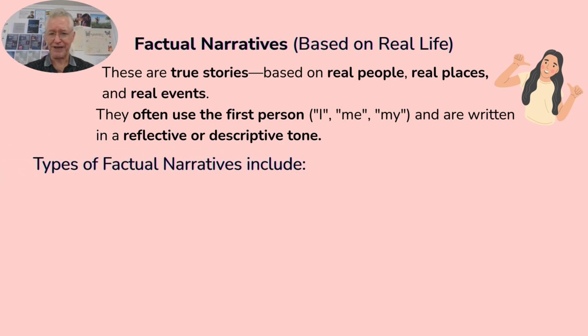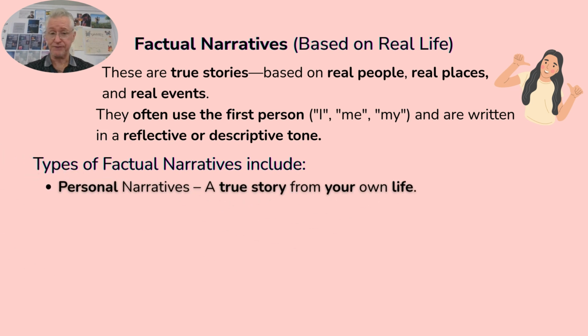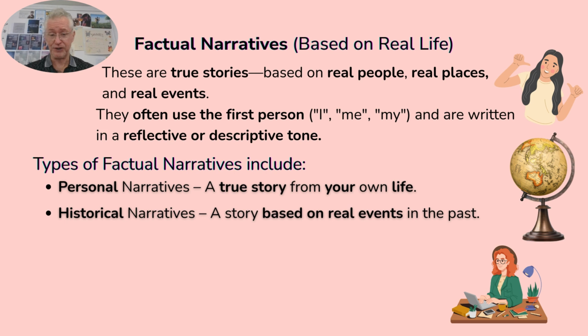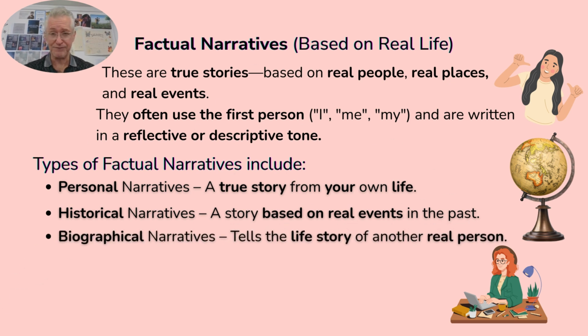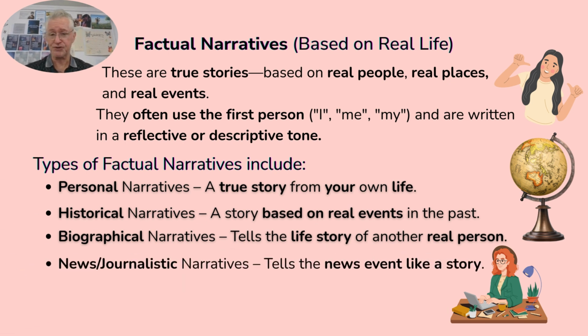Types of factual narratives include personal narratives, that's a true story from the writer's own life. Historical narratives, these are stories based on real events that occurred in the past. Biographical narratives and autobiographical narratives, these tell the life story of either the writer or another real person. And news or journalistic narratives, these tell the news event like a story.